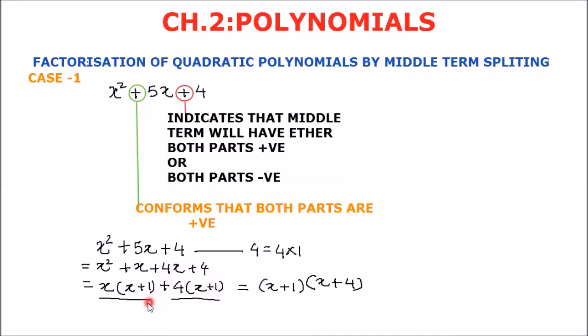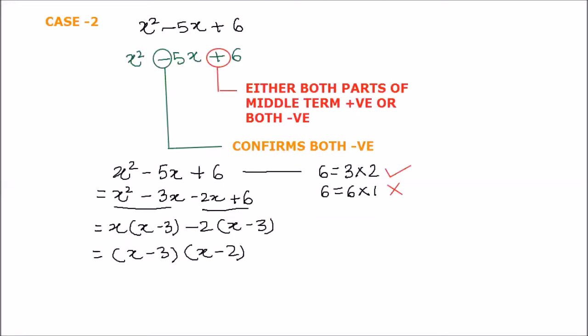Now this is the first term and this is the second term. Both the terms are having a bracket x plus 1 common in them. So now I will take x plus 1 common, and in the next bracket I'm left with x. Since this part is taken common, this term is left with only x, and x plus 1 is taken common, therefore this term is left with 4. So in the next bracket you will have x plus 4. I hope you understood.